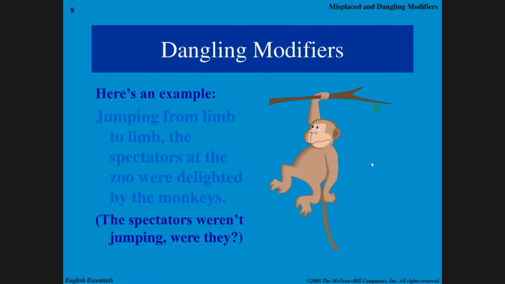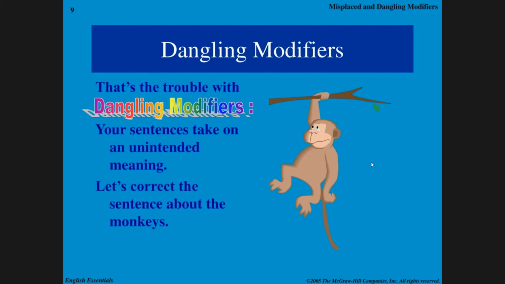Jumping from limb to limb, the spectators at the zoo were delighted by the monkeys. Here, spectators weren't jumping, were they? But that's the trouble with the dangling modifier. Your sentences take on a wrong meaning. You cannot decide which one I mean.